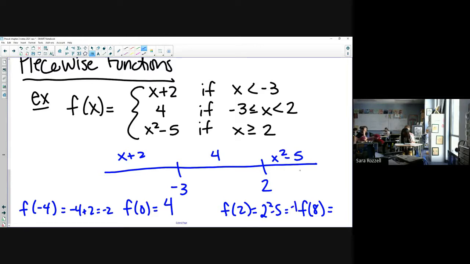Okay. And which equation are we going to use for 8? The third one, since 8 is more than 2. It's in this section. 8 squared is 64, minus 5 is 59. Does that make sense to you guys when you see pick the equation that you use in programming?